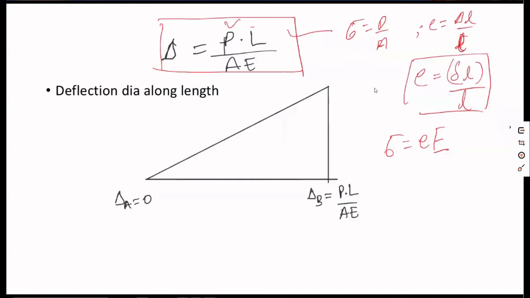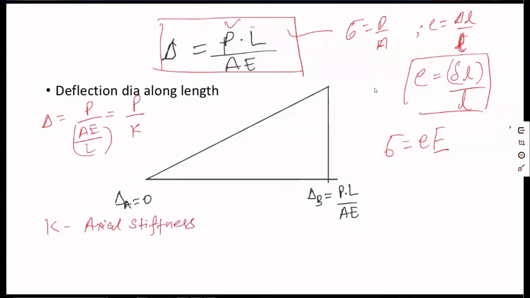Now here I have shown you a deflection diagram along the length. What is happening here is that delta is equal to P into L upon AE. So we can write delta is equal to P upon A into E by L. So this term AE upon L, let's denote it by K. Now K is known as axial stiffness.